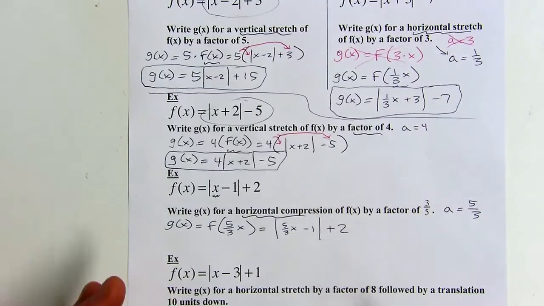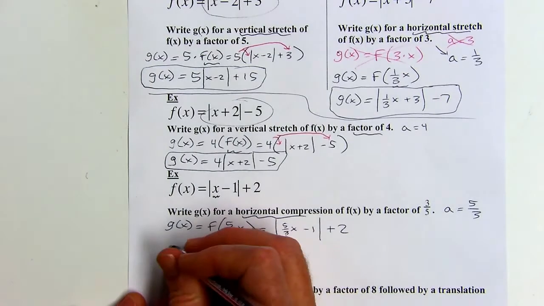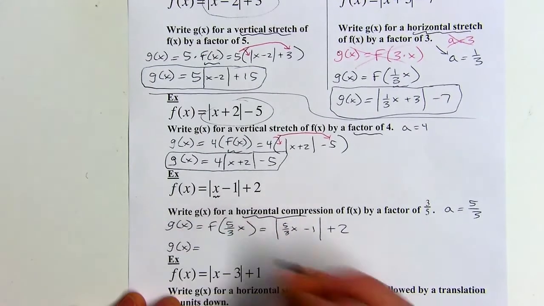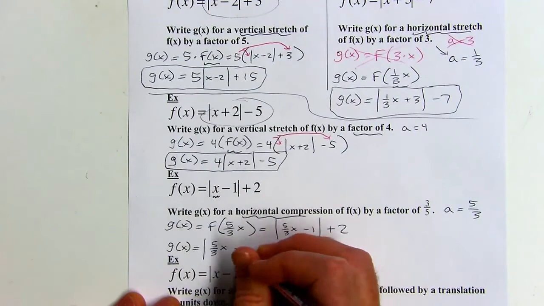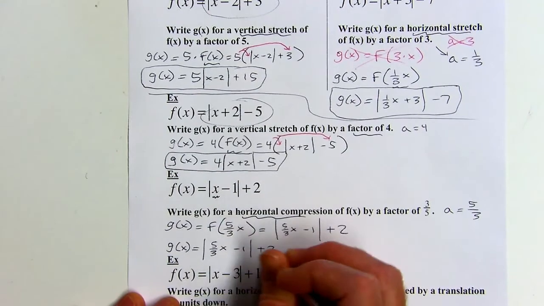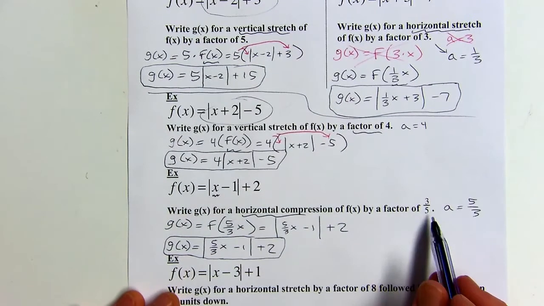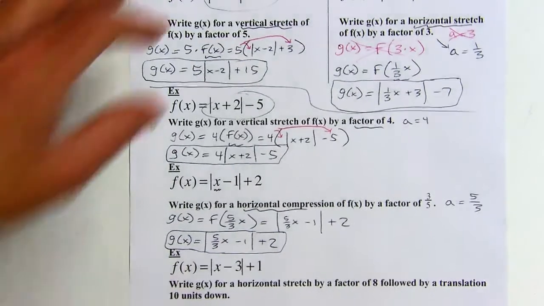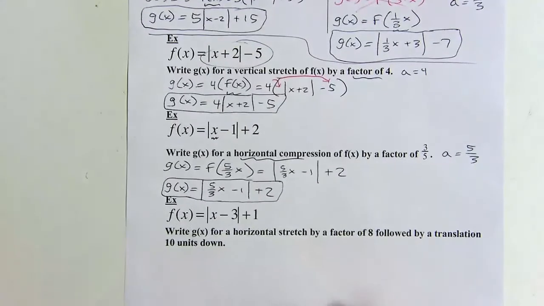Okay, and I know I've been saying that you should always use parentheses, but if I put parentheses around 5/3 x, there's not going to be anything else to do there. So that's why I skipped that there. Okay, so there is my new function. Really tempting to use 3/5 instead of 5/3, but you gotta be on the lookout anytime it's horizontal. Use the reciprocal of the factor.